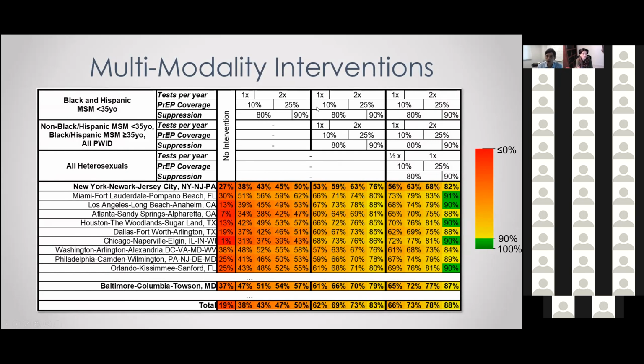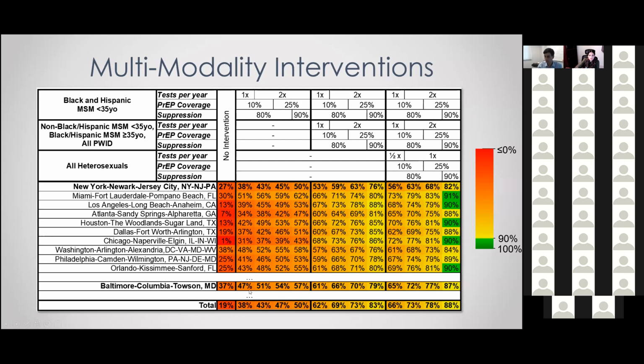This set of 4 is all MSM and all people who inject drugs. And then this set of 4 interventions is hitting everybody, right? And we're moving from the least invasive, least intensive interventions: testing on average once a year, 10% on PrEP, 80% suppressed. And by the time you get over here, you're testing people twice a year, 25% on PrEP, 90% are suppressed, right? And so again, it's a lot of numbers, right?